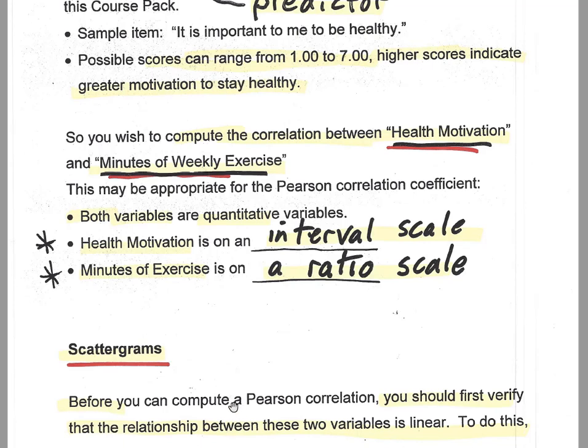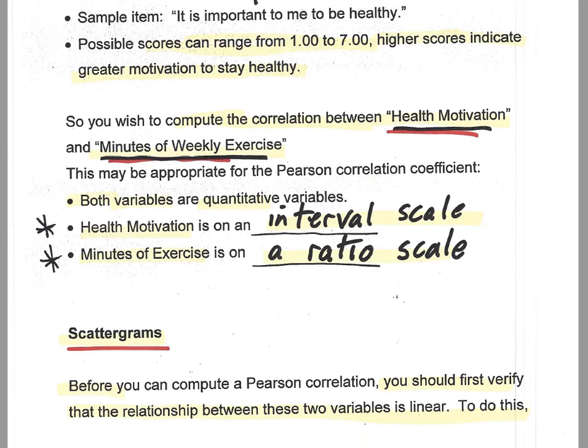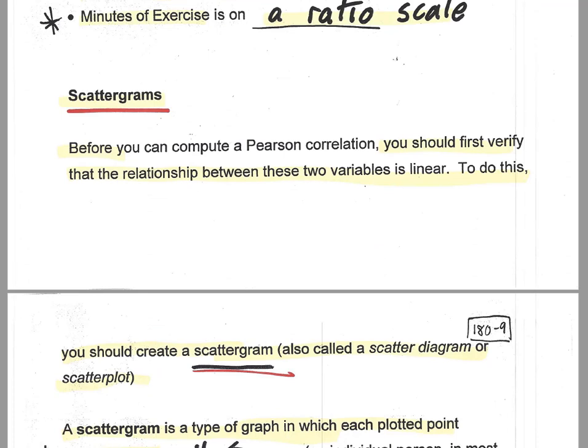Before you compute Pearson correlation, you should always first verify that the relationship between the two variables is linear. To do this, you should create a scattergram. A scattergram is also called a scatter diagram, also called a scatter plot. It's always a good idea to create a scattergram before you actually compute a Pearson correlation. At a minimum, it'll show you whether you've got the kind of relationship between the variables that you really need to have if you're going to compute a Pearson correlation coefficient.